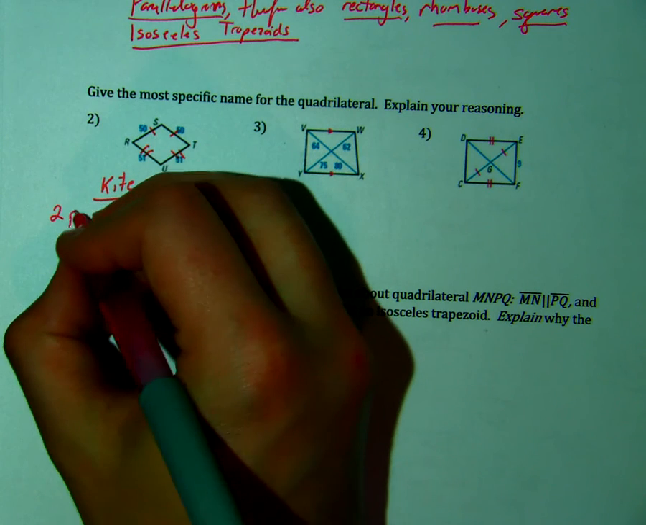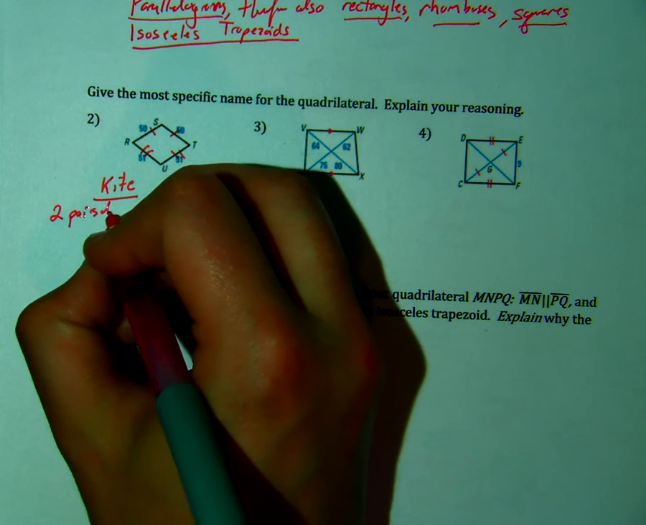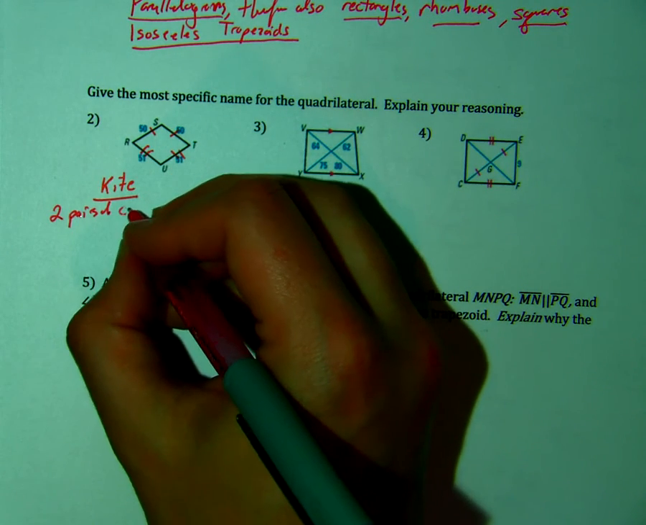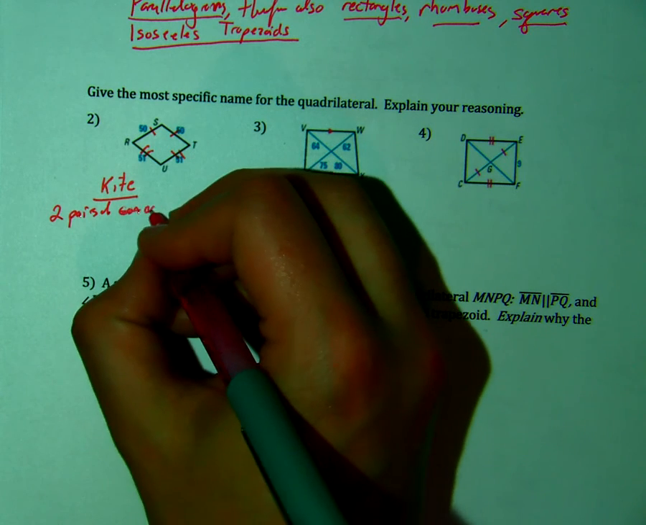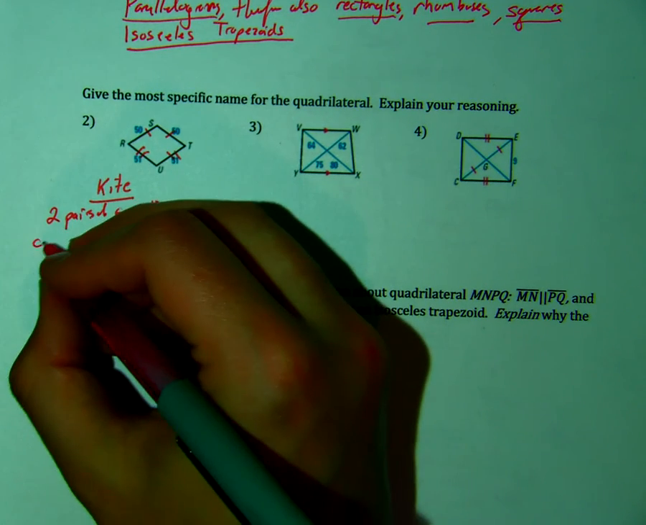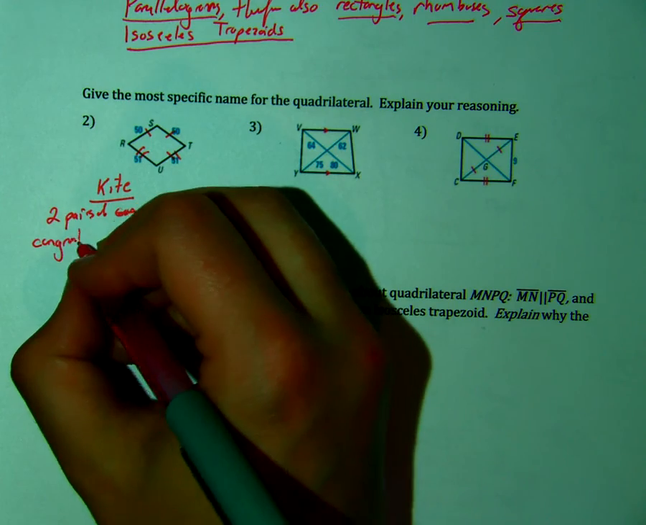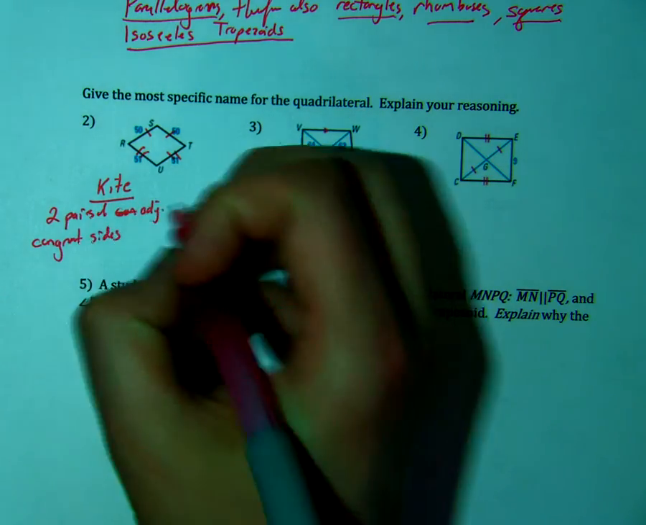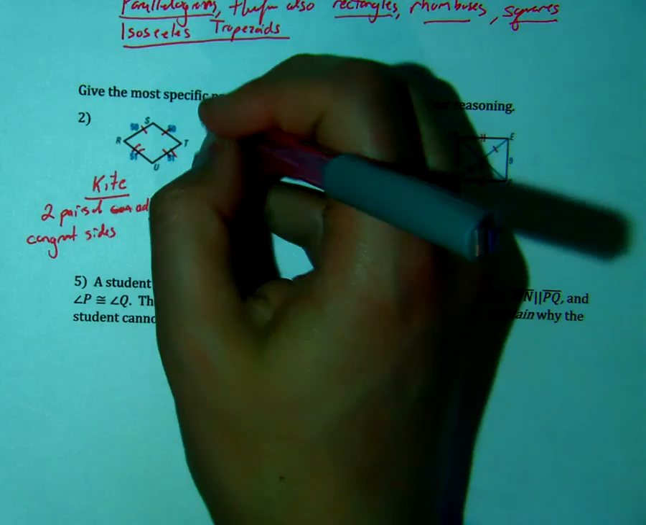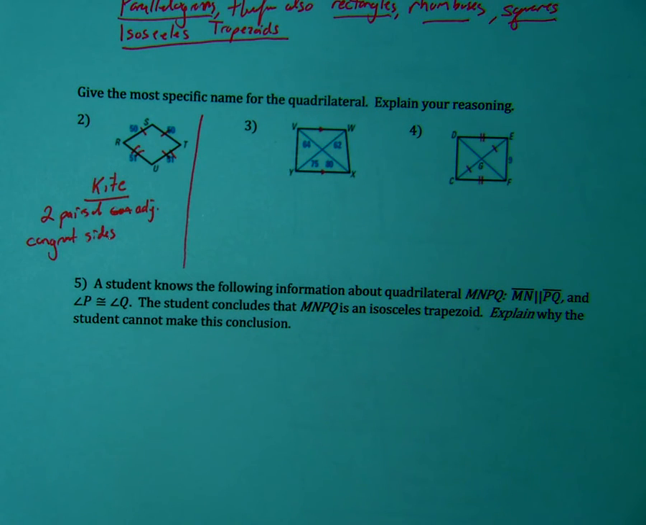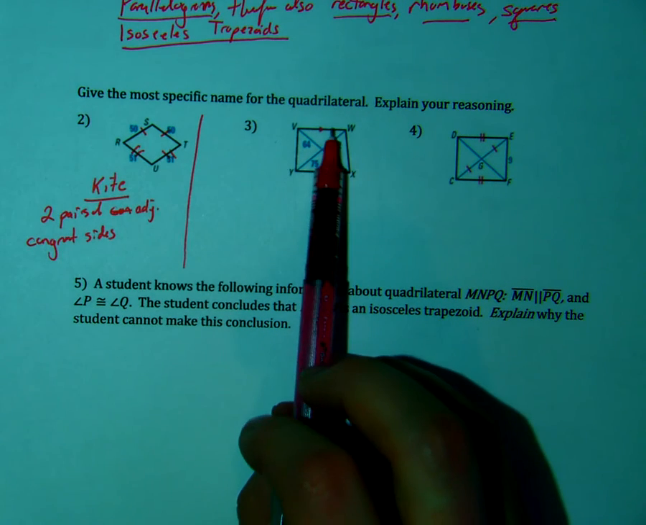So this has two pairs of adjacent congruent sides. Okay, that's just the definition of a kite. Number 3, we have one pair of parallel sides that are shown, but that does not imply that the other ones are not parallel. So we can't guarantee trapezoid right away. So we have to look at something else.